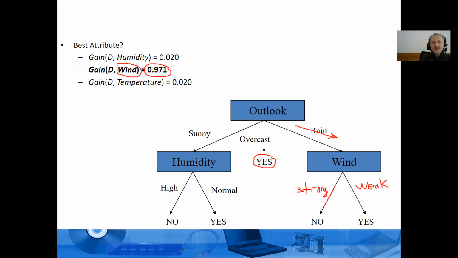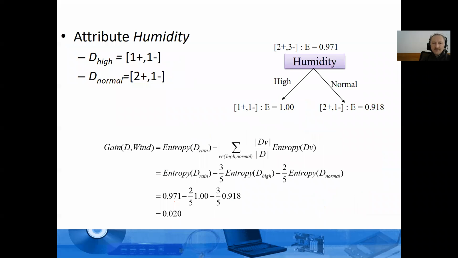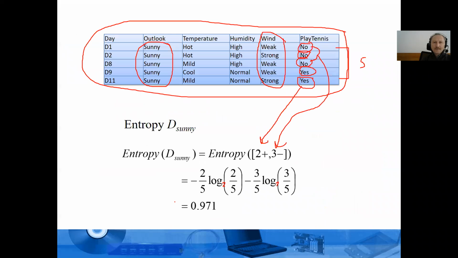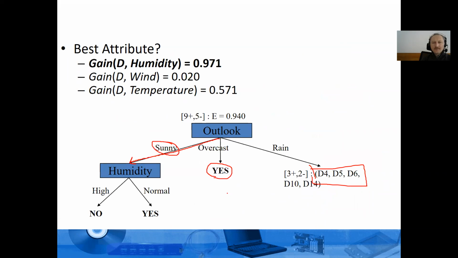You can test this one, humidity. If outlook is sunny, humidity high, they will not play. If there's no other option like that, it's correct. If outlook is sunny, humidity normal, they will play. If outlook is overcast, they will always play tennis.